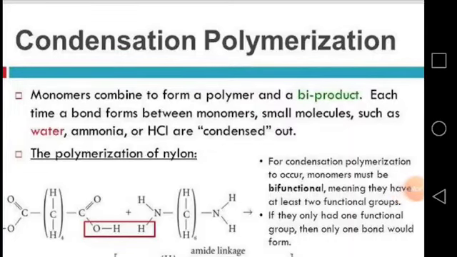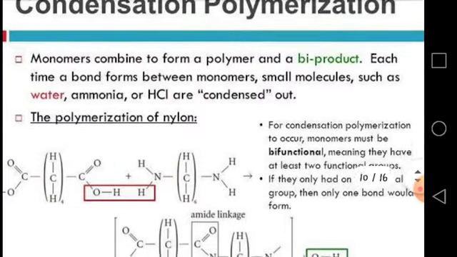Dear students, in condensation polymerization, when the monomers combine to form a polymer, a byproduct, a side product you can say, is always formed, and this side product may be water, ammonia or HCl. These byproducts are condensed out from the chemical reaction and we get the polymer. For condensation polymerization, monomers must have bifunctional units, meaning they have two functional points in one monomer so that they can combine with each other.